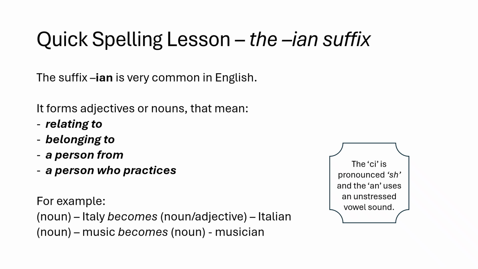The noun, music, becomes the noun musician. It defines a person who practices music either by profession or as a hobby. Notice that the CI is pronounced sh, musician, and the AN uses an unstressed vowel sound.